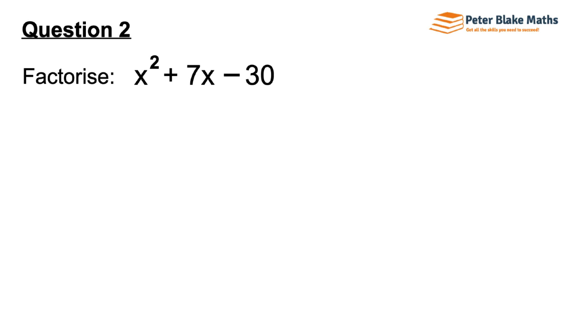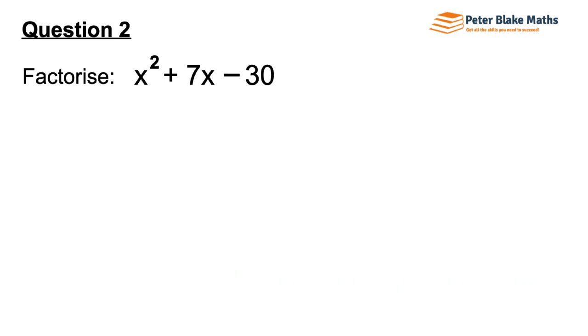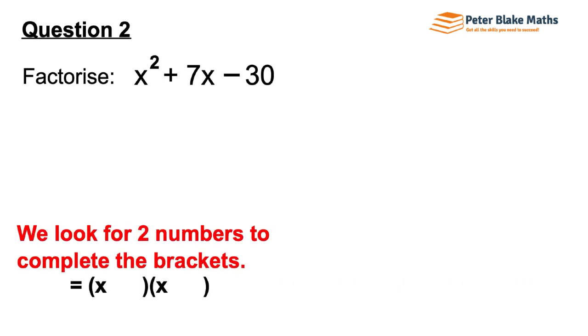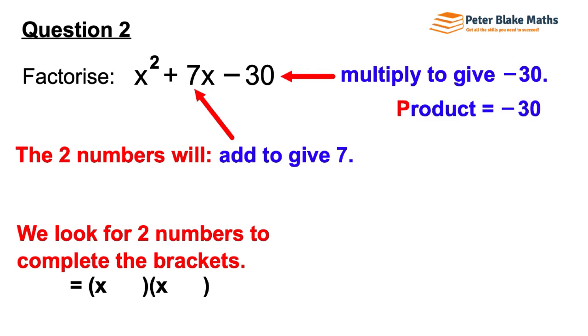Question 2. Factorise x squared plus 7x minus 30. We'll look to have two numbers to complete the brackets. In this case, the two numbers will be adding together to give 7 and multiplying to give minus 30. So our product of our two numbers would be minus 30 and our sum is 7.